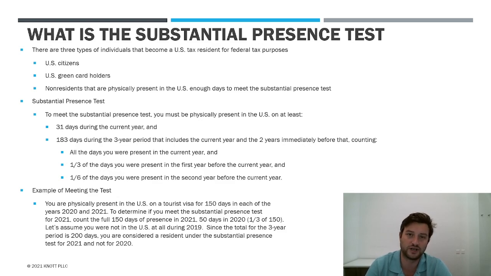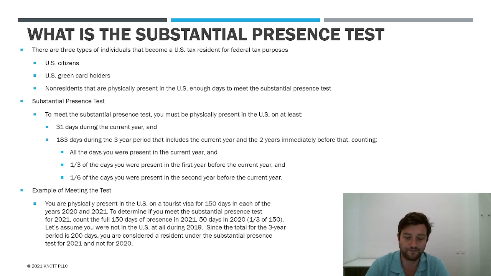The third bucket is a non-resident that's physically in the U.S. for a certain number of days, and they're there enough days to meet what's called the substantial presence test. Now, if you meet the substantial presence test, you are a U.S. tax resident. So you're subject to tax just the same way the U.S. citizens or the U.S. green card holders are. So you're filing Form 1040, you're paying tax on your worldwide income, you're filing foreign bank account reports if you have any foreign accounts or foreign financial assets. So there's a lot of disclosure and tax obligation that goes into meeting this test.